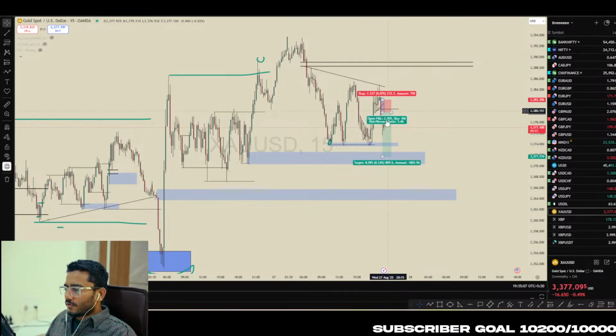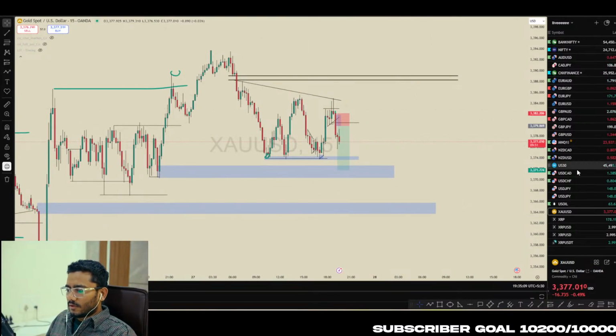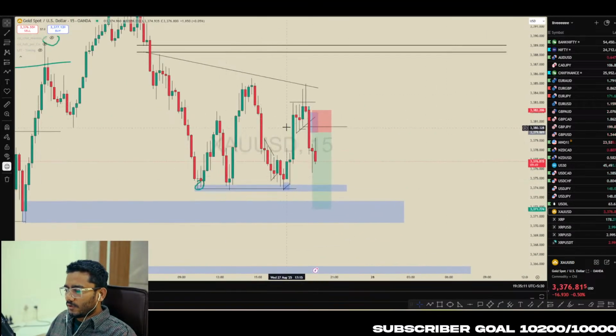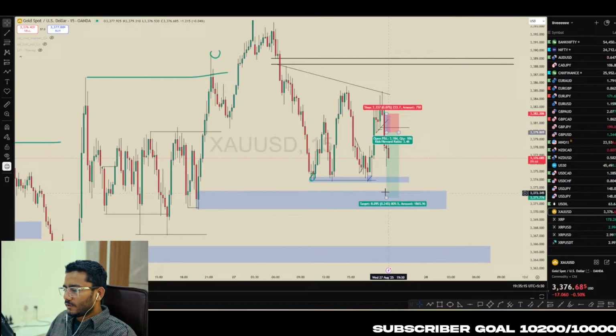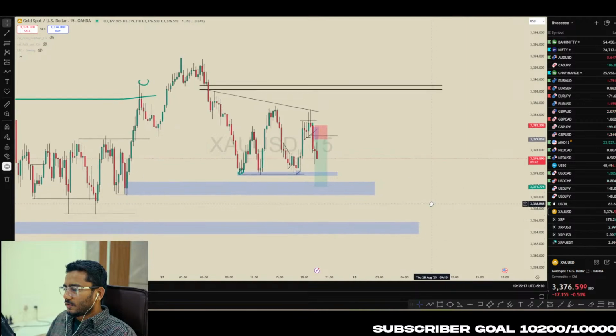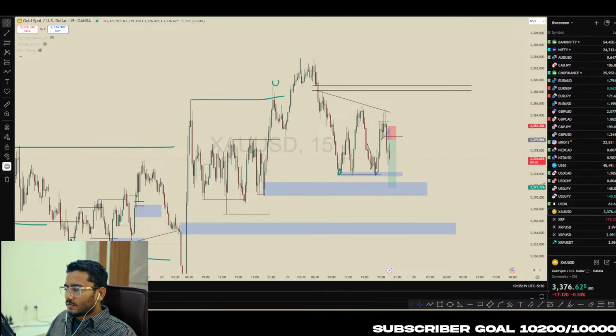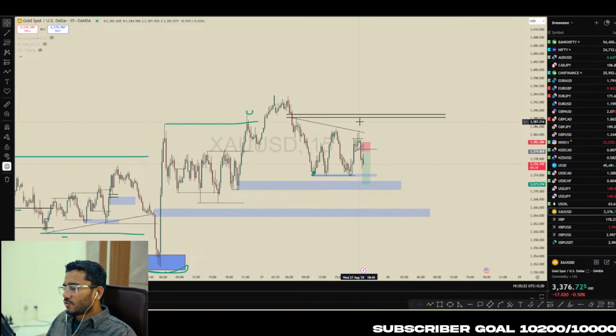If you're looking for a buy on gold, you can buy. I'm looking for a very short trade from here, based on this 30 minutes. I'm also looking for a buy from here, from this area, because if price wants to go to the upside, probably it will sweep any kind of liquidity. It will not start to go from here only. So this is my analysis. Maybe I'm wrong.